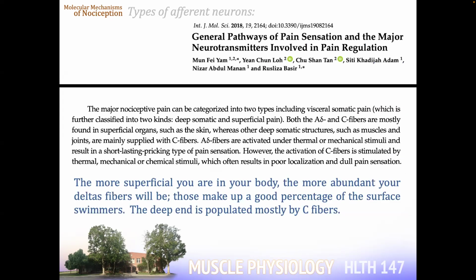Now, where do these nociceptors live? The A delta and C fibers are both in superficial organs, think skin, right? But in the deeper structures, your muscles and your joints, that's mostly C fibers, which is why a pinprick will have a sharper sensation. But in the muscles and joints, your sensation tends to be duller, and we have poor localization of it. We can't have a pinpoint of exactly where we're feeling that pain.